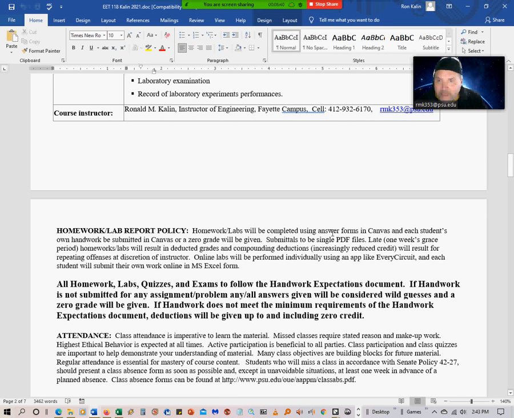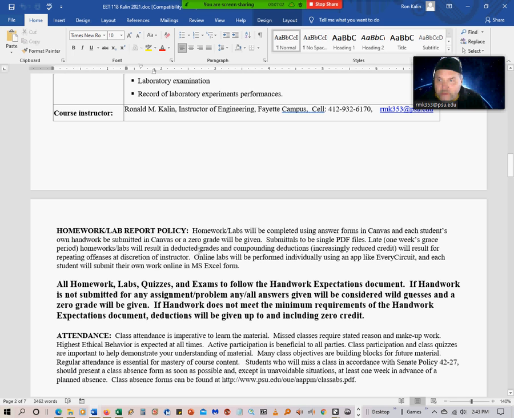Homeworks and labs will be completed using answer forms in Canvas, and each student's own handwork must be submitted in Canvas, or a 0 grade will be given. I highly recommend that you do the handwork first, then go in and put in the answers. Submittals are to be single PDF files. Late: one week's grace period.